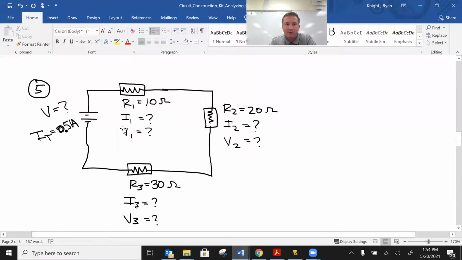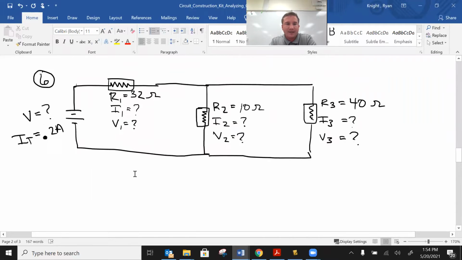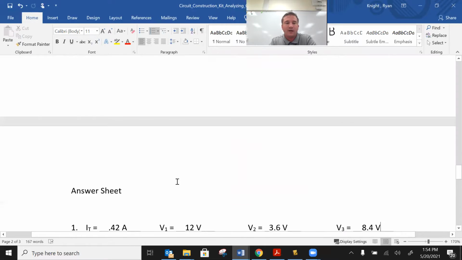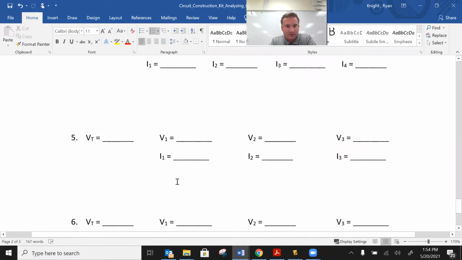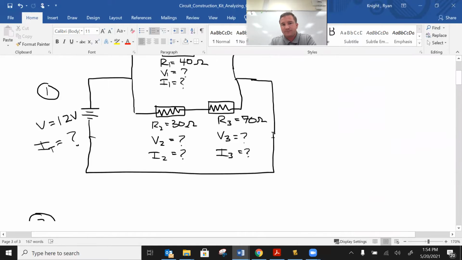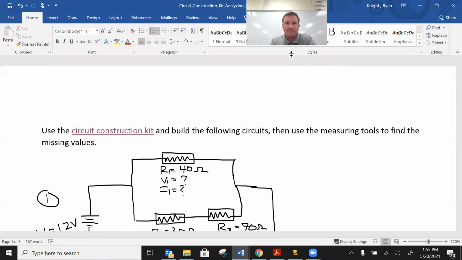And that happens in both 5 and 6. In 5 and 6, we have the voltage as a question mark, but we know the current through the circuit. So we can figure out what the battery is there. And I think I have that reflected here: voltage in 5 and 6. All right, so that's what we're working on today. That's what you need to do.